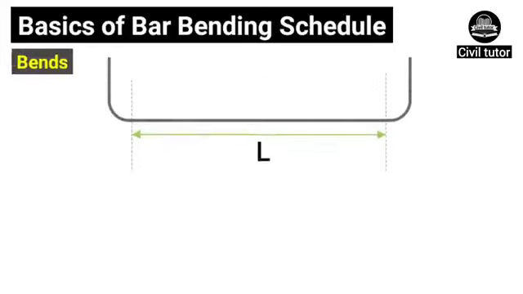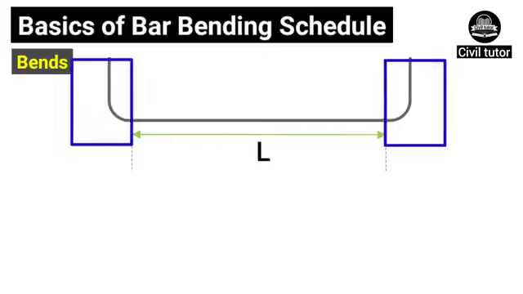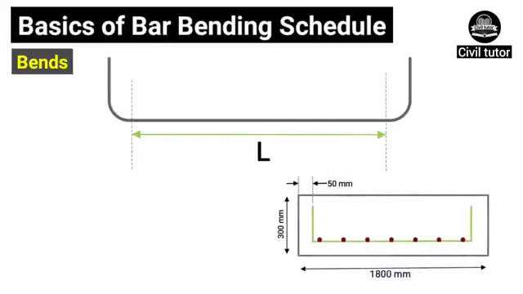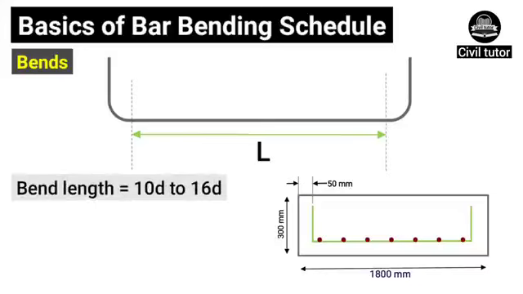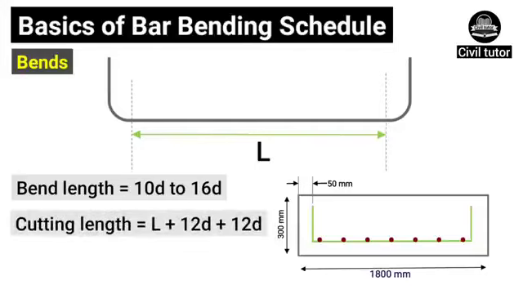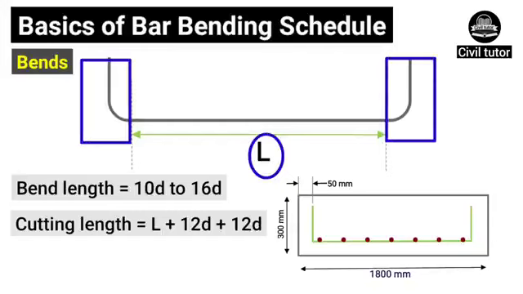The next topic is about bends. As you can clearly visualize from this picture, this steel bar is bent up on either end, and these shapes are usually used in footings. The length of this bend is taken from 10d to 16d, in which d is the diameter of bar. The cutting length of this type of bar will be equal to straight length L plus two bends, say 12d plus 12d.